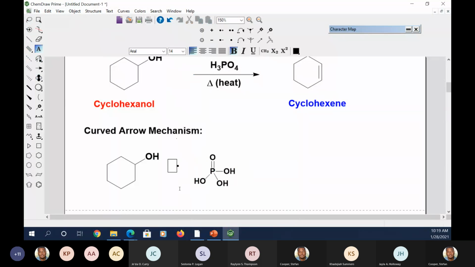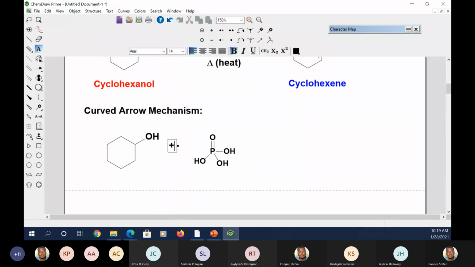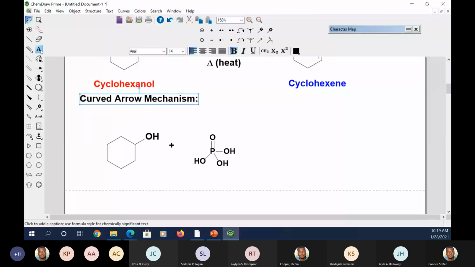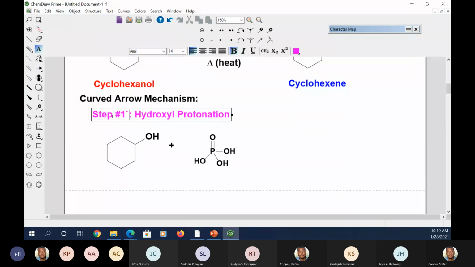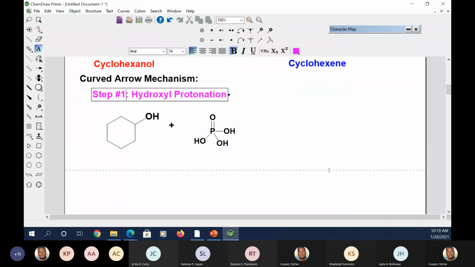All right, so the first step of our mechanism involves a protonation step, all right? So I'll write that out here. That step one is our hydroxyl protonation. What does that mean? Anybody help me out? What does that mean that I'm doing a hydroxyl protonation?